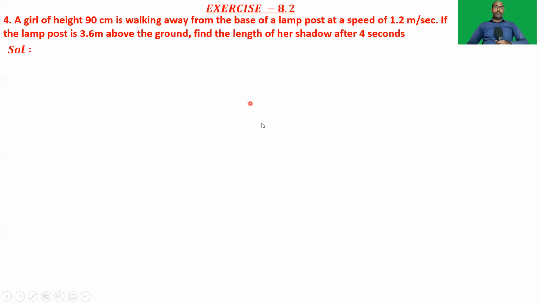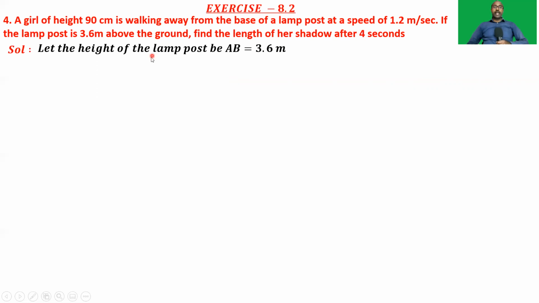So, once again, watch the problem carefully. A girl of height 90 centimeters is walking away from the base of a lamp post at a speed of 1.2 meters per second. If the lamp post is 3.6 meters above the ground, find the length of her shadow after 4 seconds.